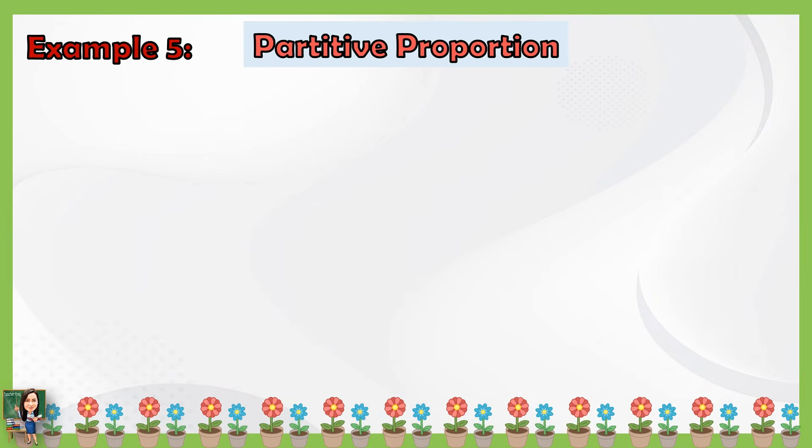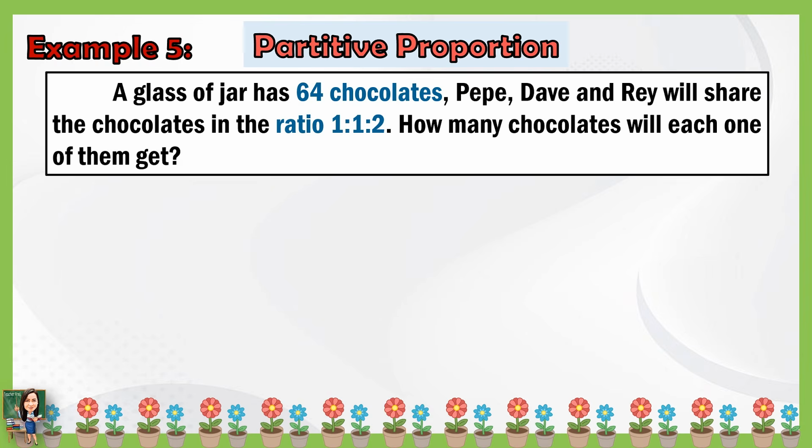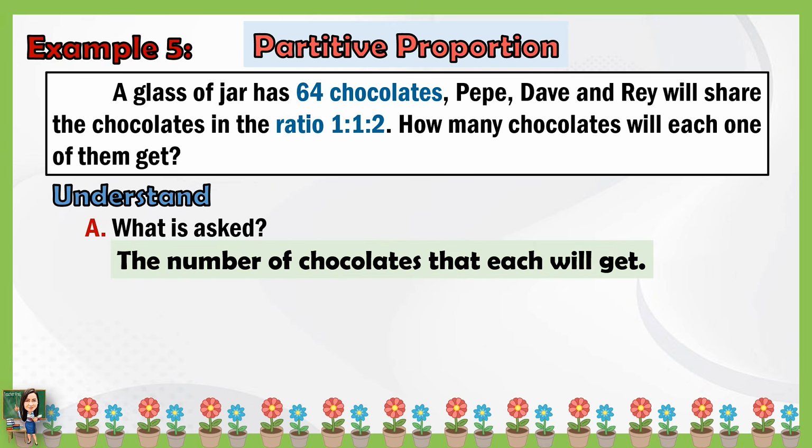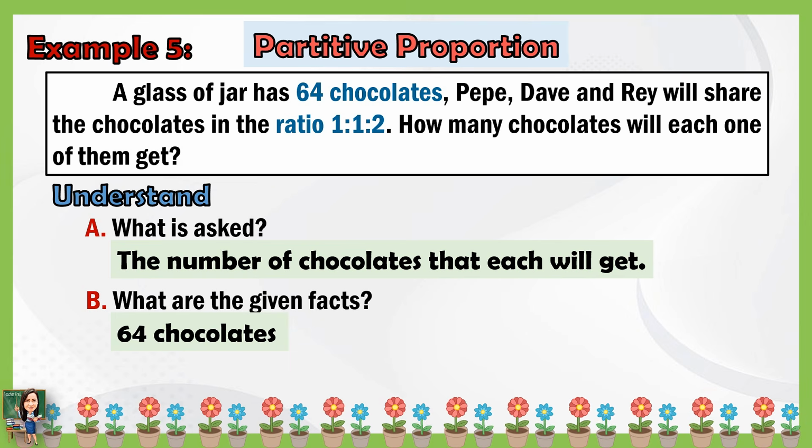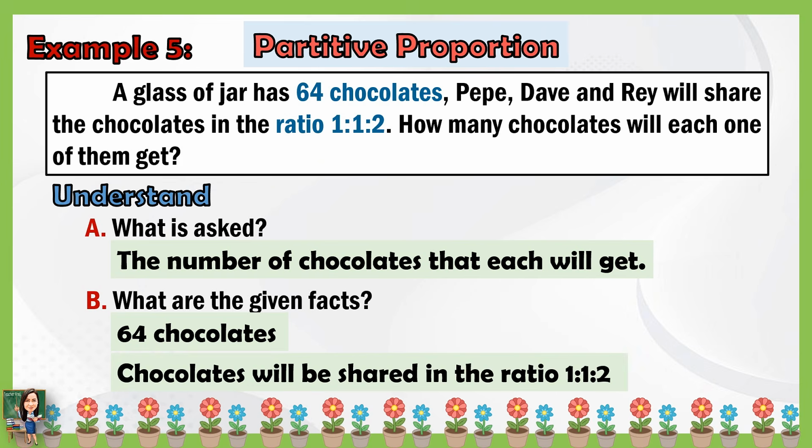Example number 5 is a partitive proportion. Let us read the problem. A glass jar has 64 chocolates. Pepe, Dave, and Ray will share the chocolates in the ratio 1:1:2. How many chocolates will each one of them get? Let's understand the problem. Letter A, what is asked in the problem? The number of chocolates that each will get. Letter B, what are the given facts? The given facts are 64 chocolates, which will be shared in the ratio of 1:1:2.